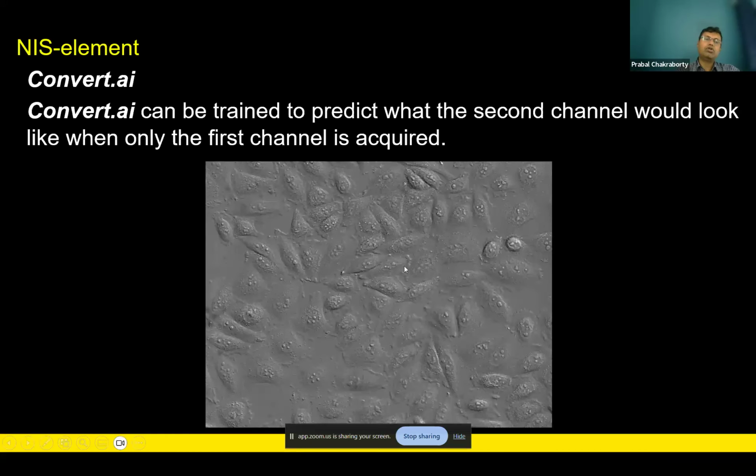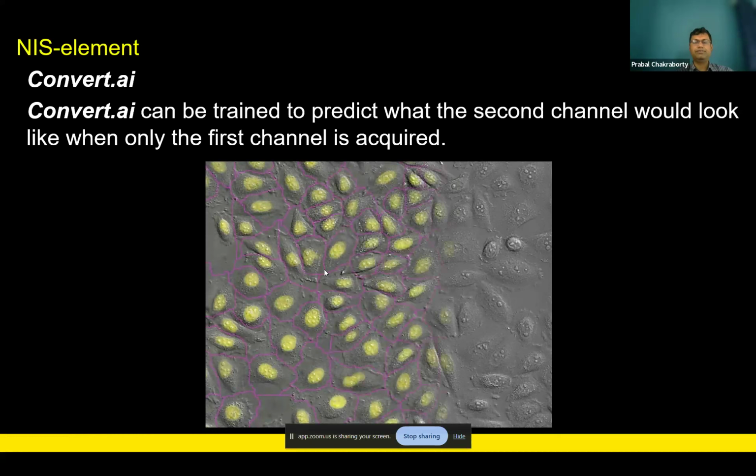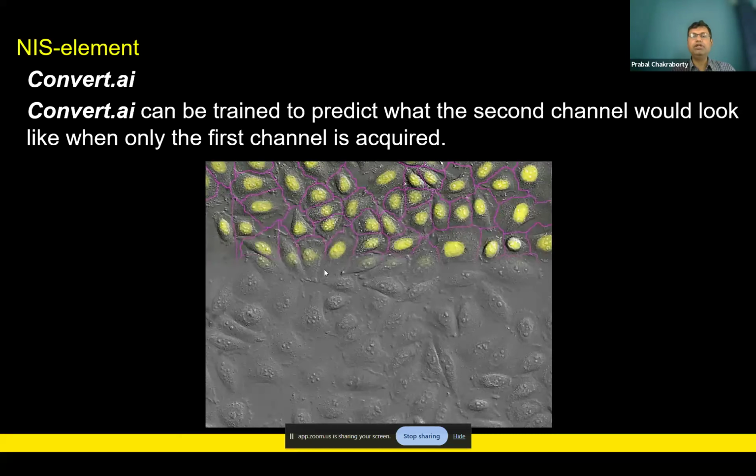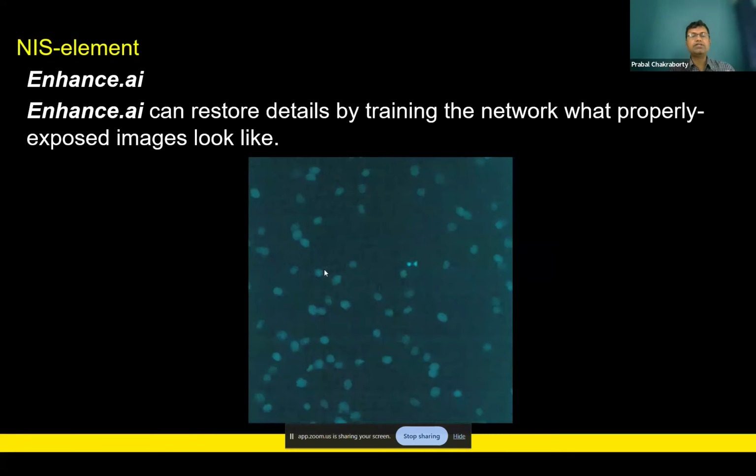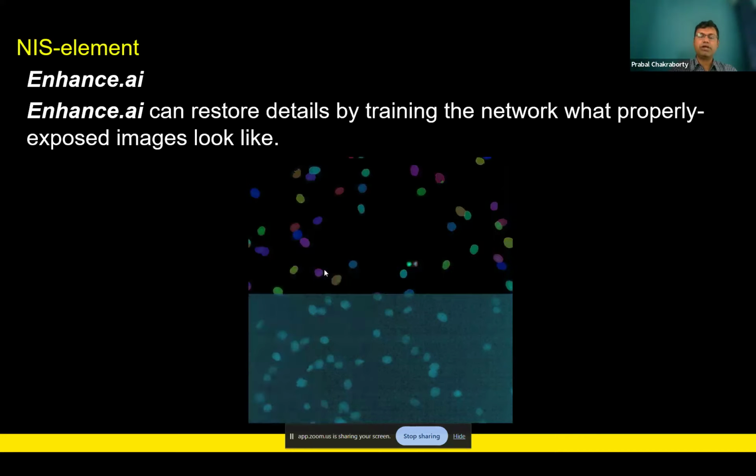So this is called convert.ai. Let's say I have a bright field DIC image, but I don't have any nuclear stain. I can train the AI to predict the position of the nucleus on an unstained sample where there is no staining available for the nucleus. You can see it is perfectly predicting the nuclear position. With convert.ai and enhance.ai, we can predict a high exposure image from a very low exposure image, through which we can do a segmentation properly.